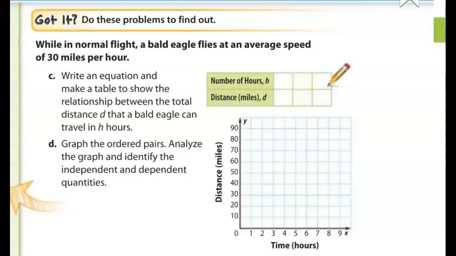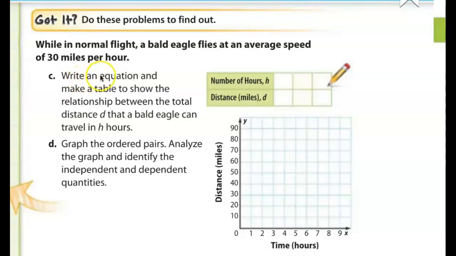Okay, today I would like you to open up your books to page 462. We're going to continue with Chapter 6, Lesson 4. We're focusing today on problem solving. Now, in this particular problem, it says while in normal flight, a bald eagle flies an average speed of 30 miles per hour.